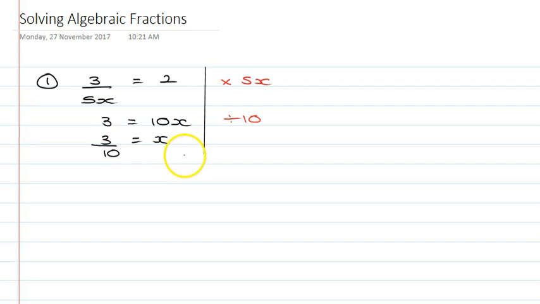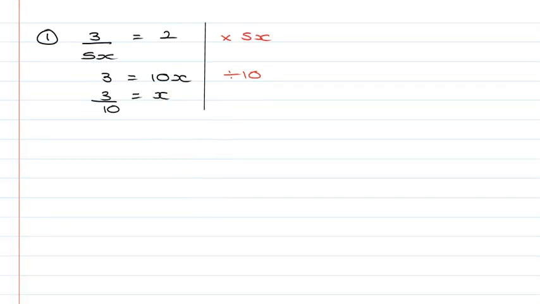It doesn't matter that x is on the right. If you're not happy with that, the two equal each other, so you can just rearrange it and say, well, x actually equals 3 over 10.